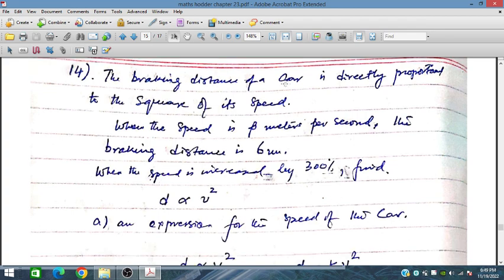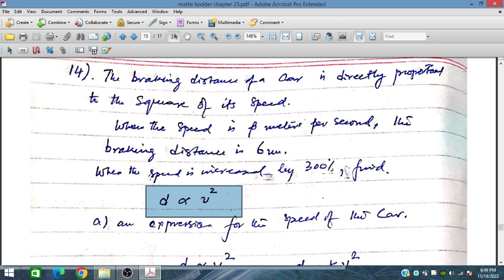The braking distance of a car is directly proportional to the square of its speed. This means d, the braking distance, is directly proportional to the square of its speed. When the speed is p meters per second, the braking distance is 6 meters.